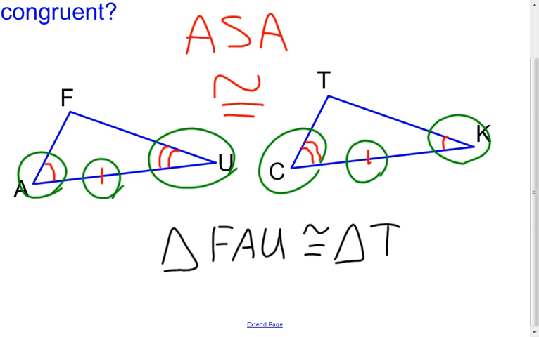That would be T. I'll go to A. Angle A has the single arc. Angle K has the single arc. And then last but not least, angle U and angle C are going to match up because they have the double arcs. So yes, the triangles are congruent because of ASA, or angle, side, angle, and here would be the congruence statement that says they're actually congruent.